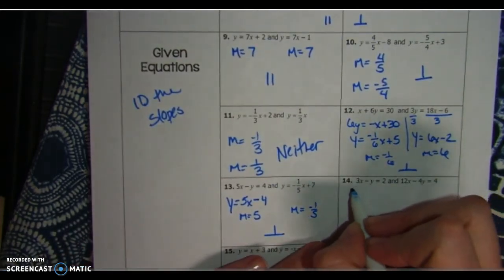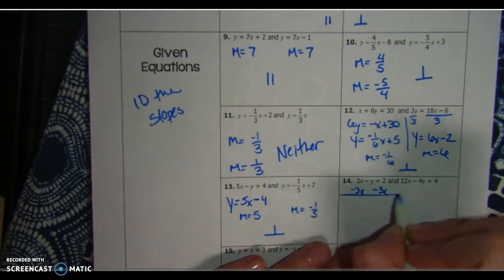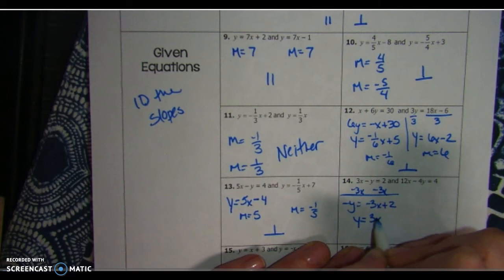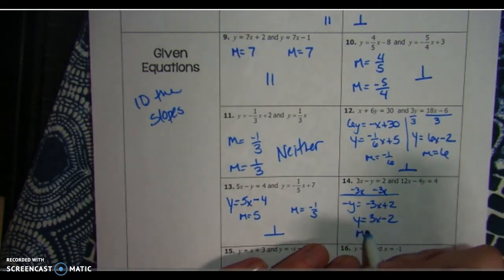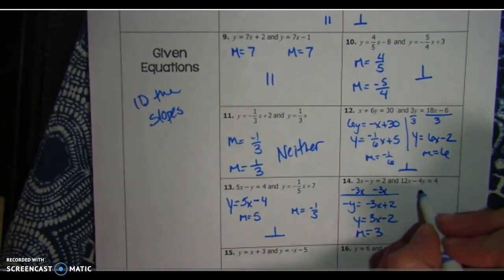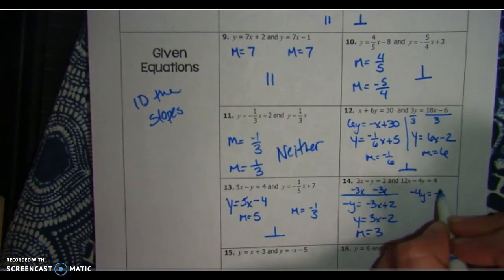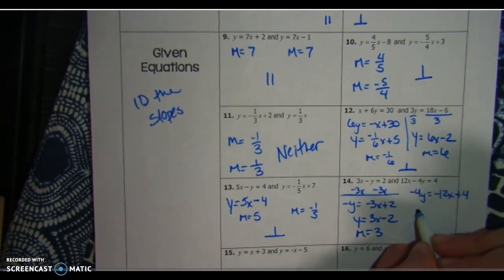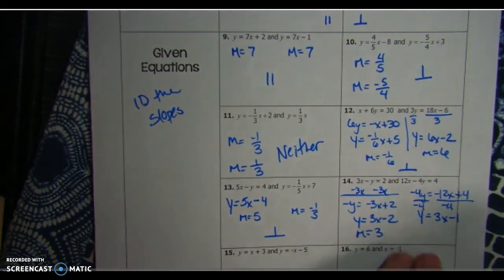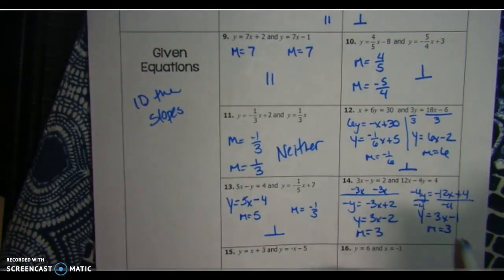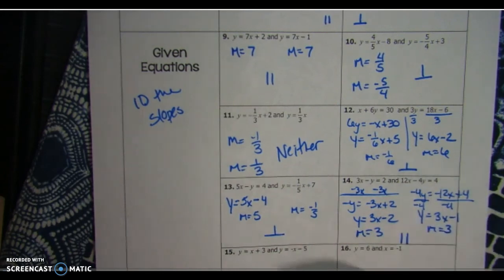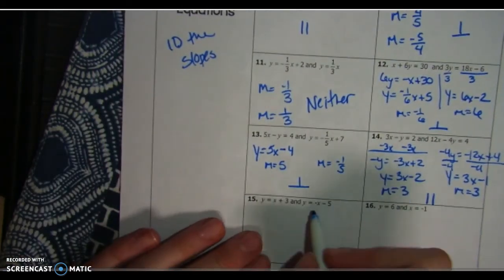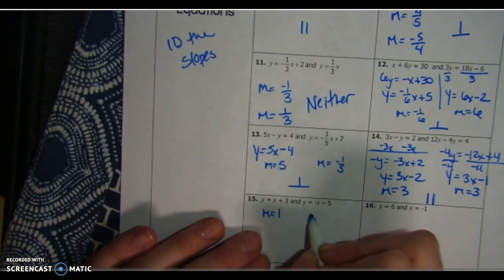This guy, I would subtract 3x, get negative y equals negative 3x plus 2, so y equals 3x minus 2. So my m would be 3. Here we're going to have negative 4y equals negative 12x plus 4. So y, divide everybody by negative 4. So I get 3x minus 1, and my m is 3. So they're the same, so they're parallel. Yay! All right, last one, or no, one more.